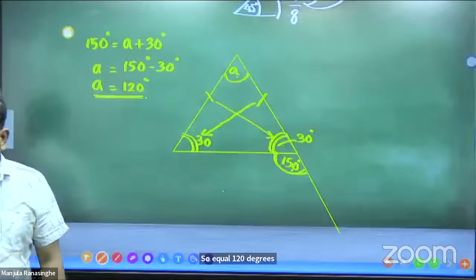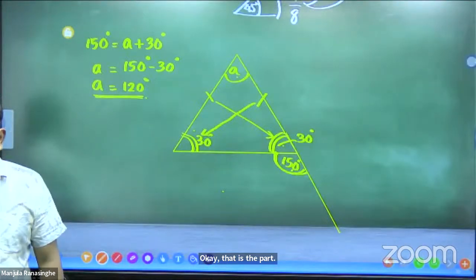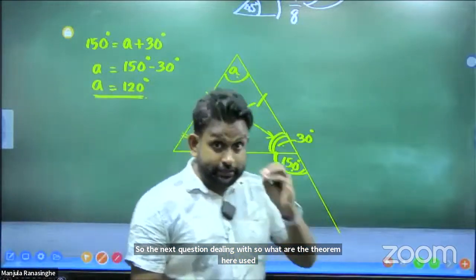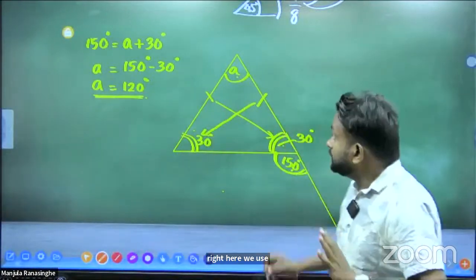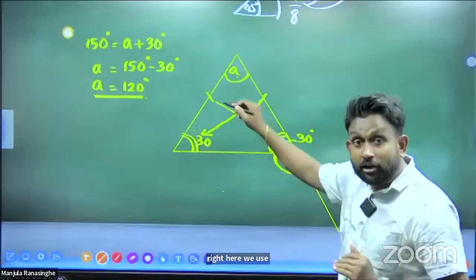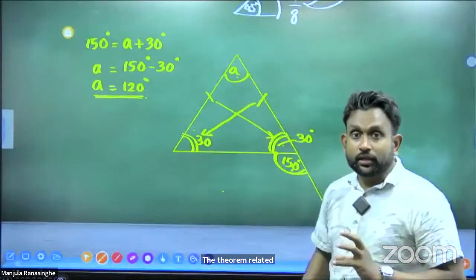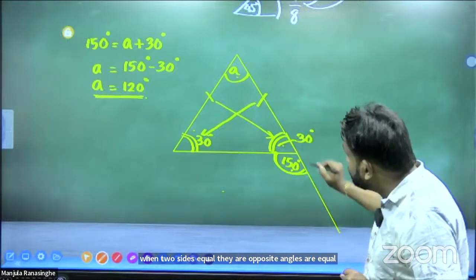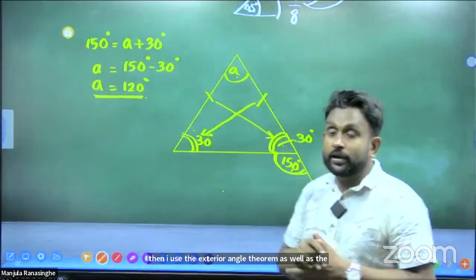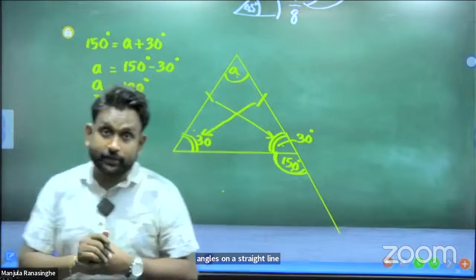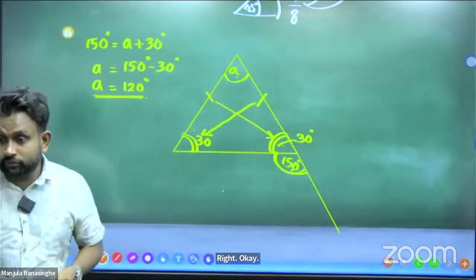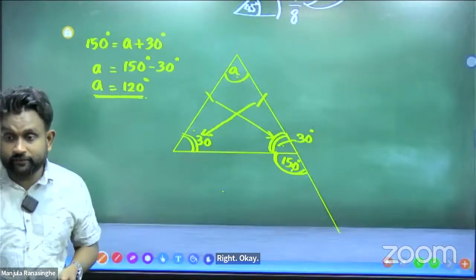Right. So what theorems were used here? We used the theorem that when 2 sides are equal, their opposite angles are equal. Then I used the exterior angle theorem, as well as the angles on a straight line add up to 180. Okay. Now I move to the next question. You saw it in the PDF.